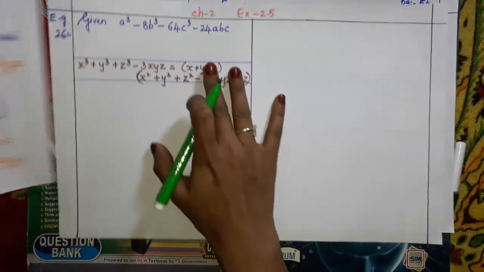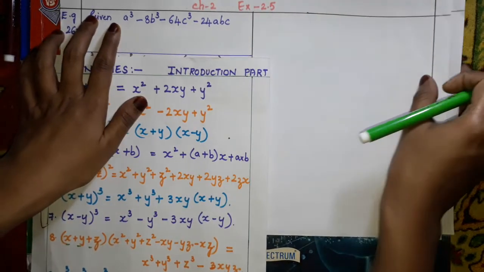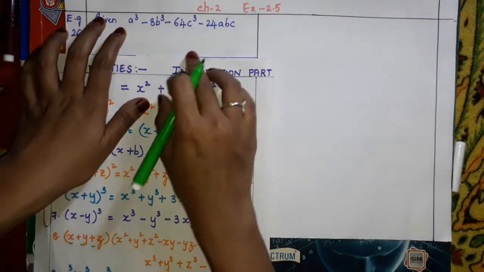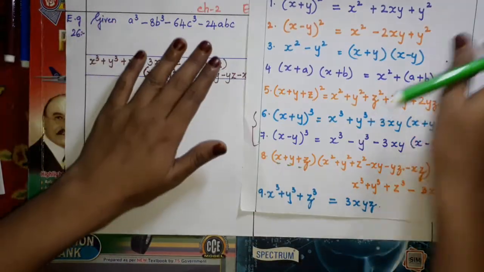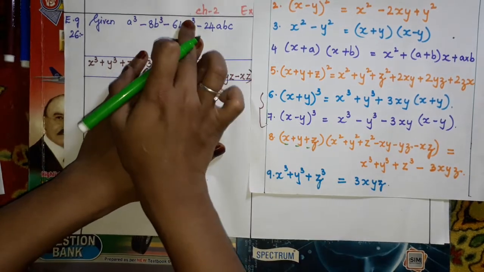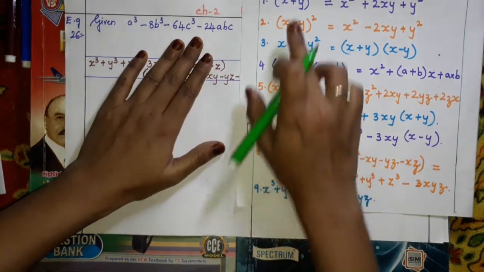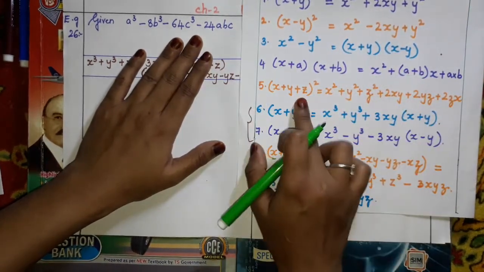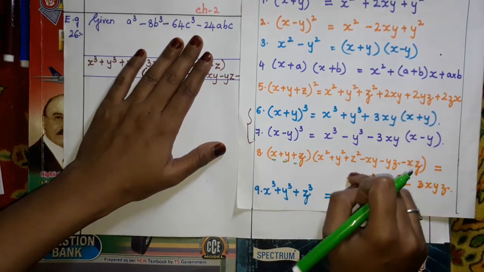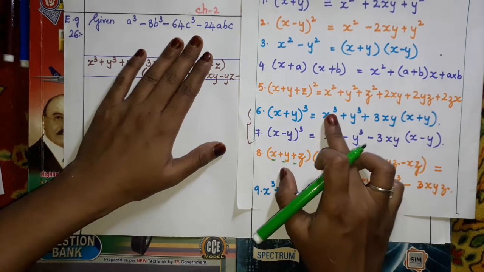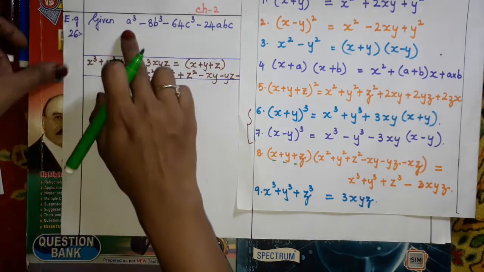Now see here, in the question they have asked us to factorize a cube minus 8b cube minus 64c cube minus 24abc. Here we have 3 cubes, and we don't have any powers. So in which identity do we have cubes? Here we have cubes, and in this identity we have cubes, right? In the 8th and 9th identities. But here we have only two cubes, and we need 3 cubes.